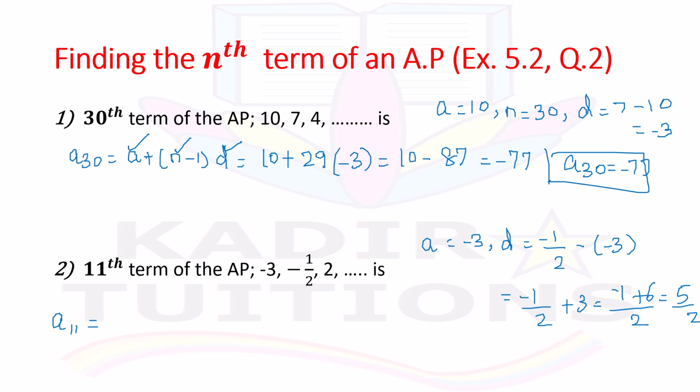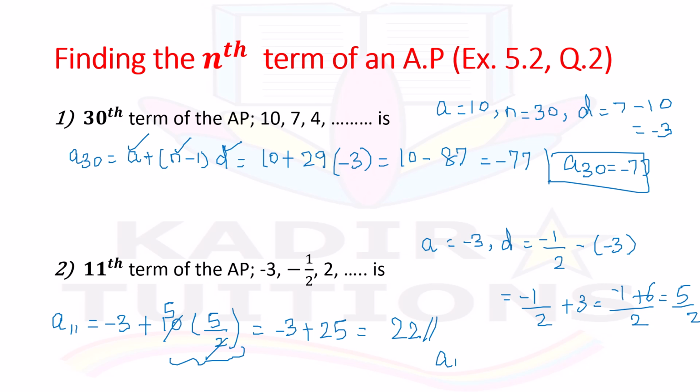A11 equals a. What is the value of a? It's minus 3 plus (n minus 1), which is 11 minus 1, that is 10, into d. What is the value of d? It's 5 by 2. So I can cancel this 2 and 10, so it becomes 5. So the answer is minus 3 plus 25, so we will be getting 22 as the answer. So the value of A11 is 22. That's it. Now let's see the next.